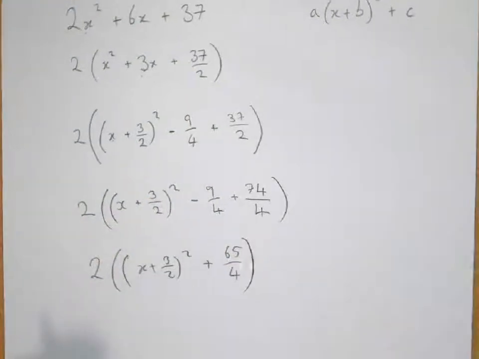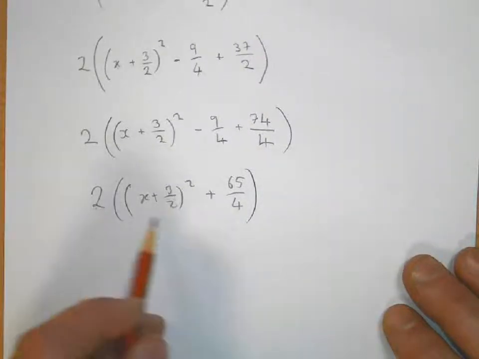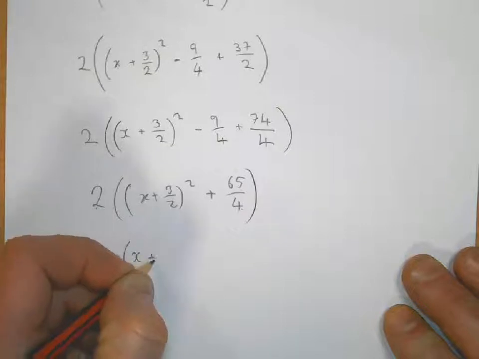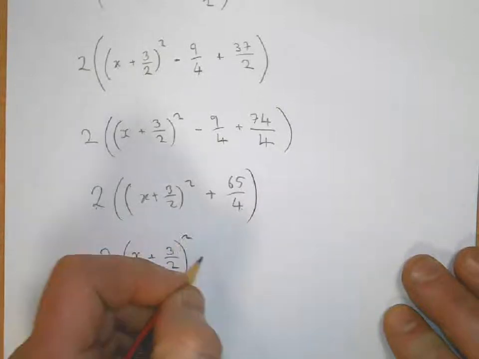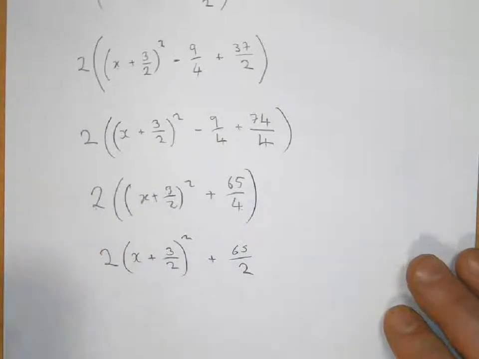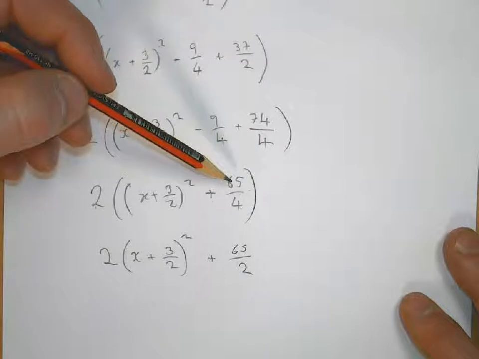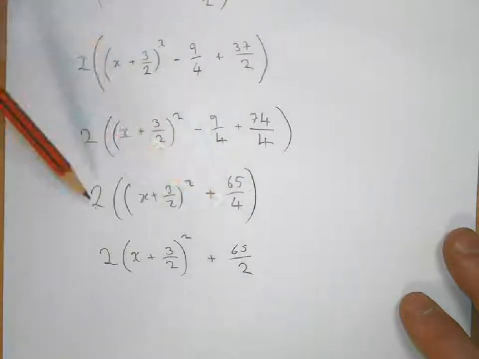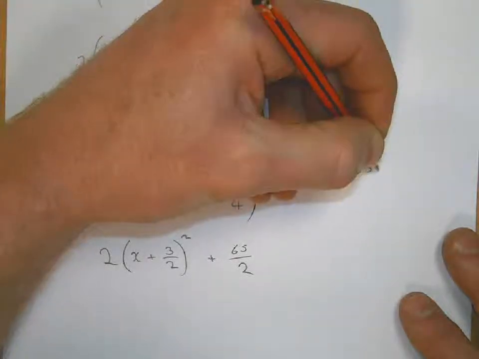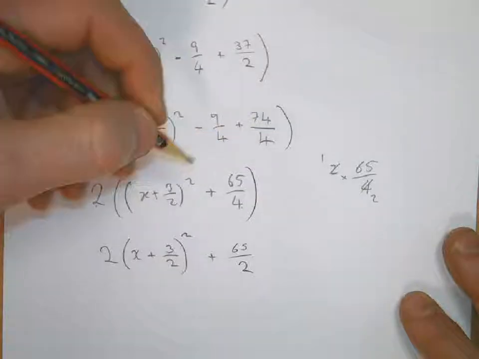Okay, now just to finish this off, you multiply everything by the 2, so we multiply this bracket here by 2, and we also multiply this fraction by 2. So we're going to end up with 2 brackets x plus 3 over 2 squared, and then when you multiply this by 2, we end up with 65 over 2. And the reason for that, I did that quite quickly there, but what I did is I did 2 times 65/4. Instead of working out the answer, I just divided the 4 by 2 and the 2 by 2. So I had 65 over 4, I multiplied it by 2, so I divided that by 2, and that's how I ended up with 65 over 2.